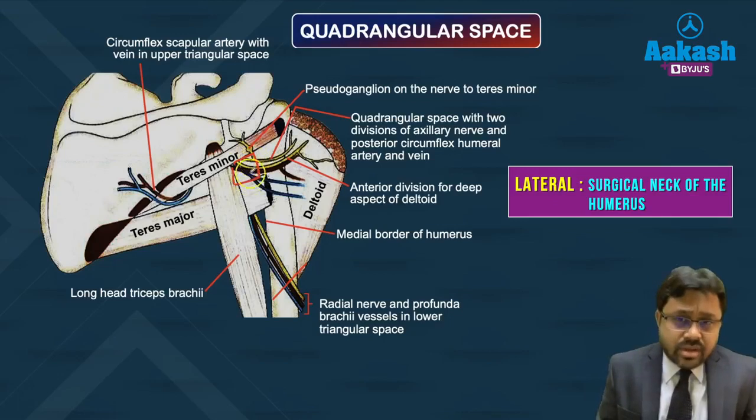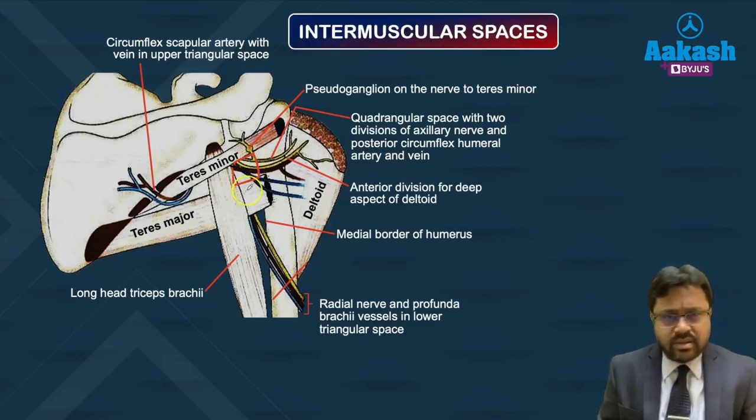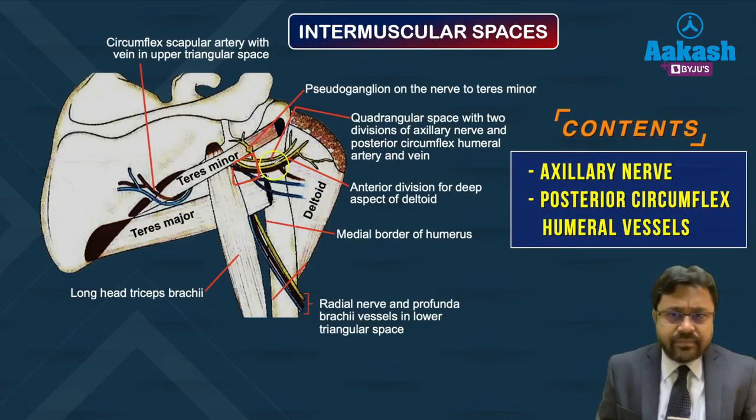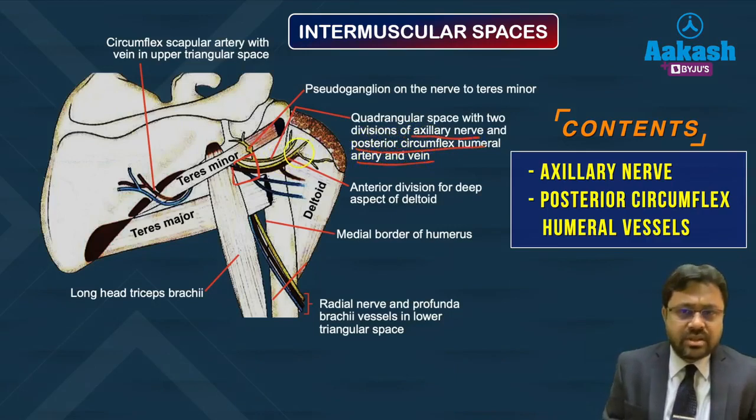You can see a couple of structures traversing the space. What structures? Very important structures: a nerve and a vessel. What nerve? That is the axillary nerve over here. The two divisions, that's the anterior division and that's the posterior division. So the nerve is the axillary nerve and the vessel is the posterior circumflex humeral vessels. So the axillary nerve and the posterior circumflex humeral vessels traverse this quadrangular space, the contents.